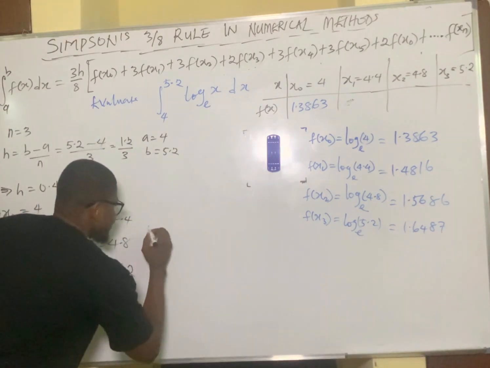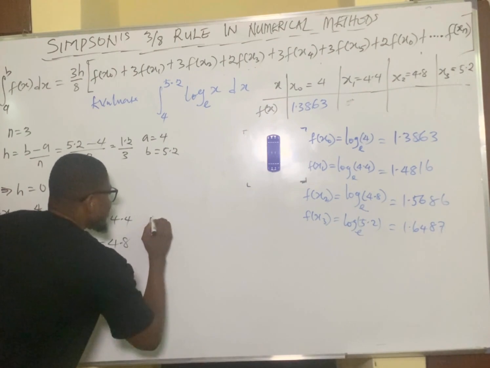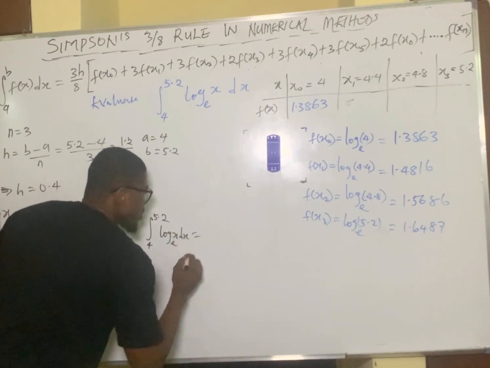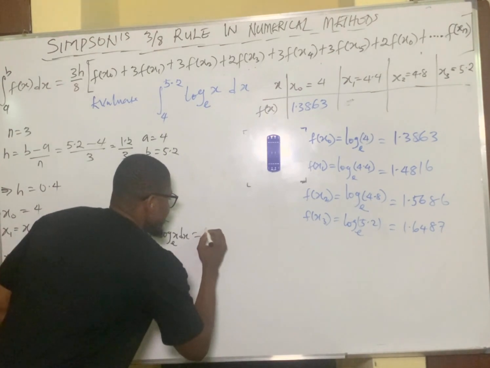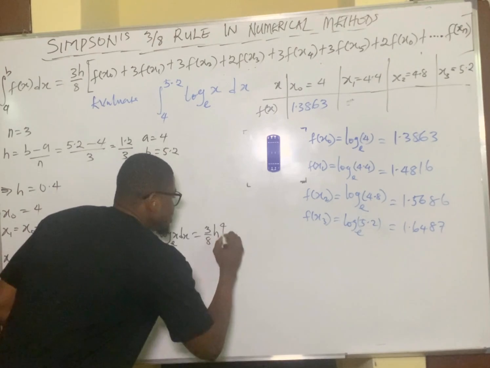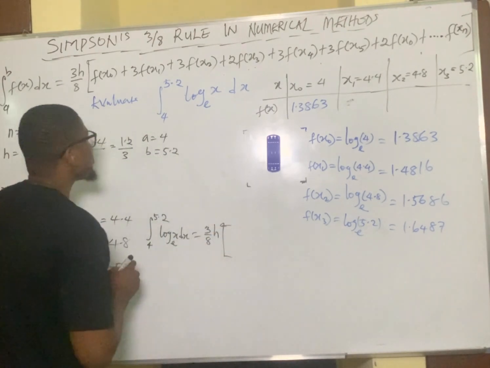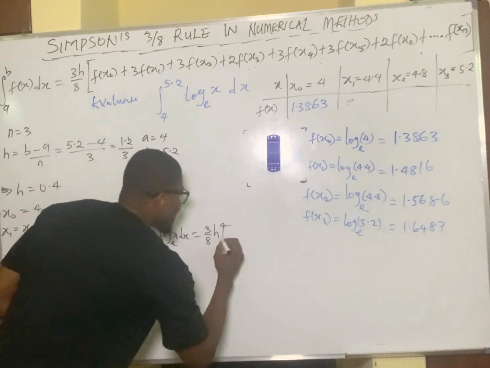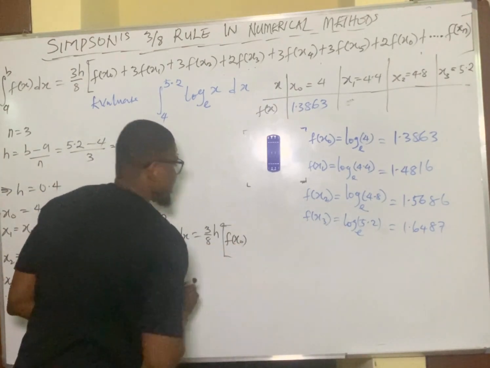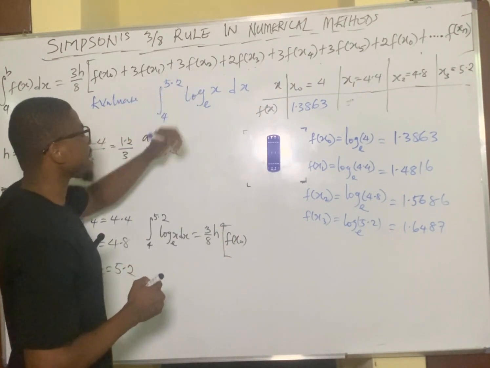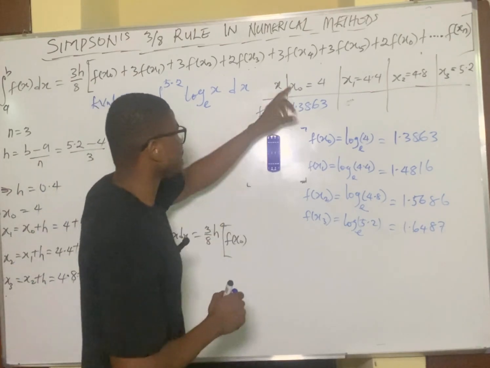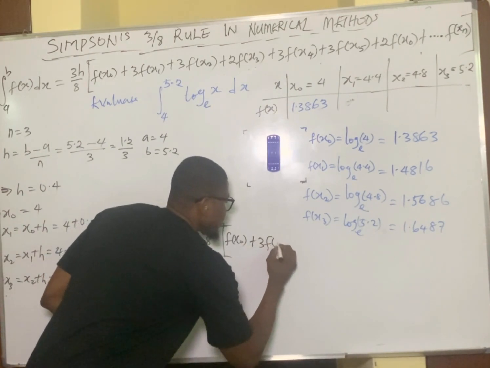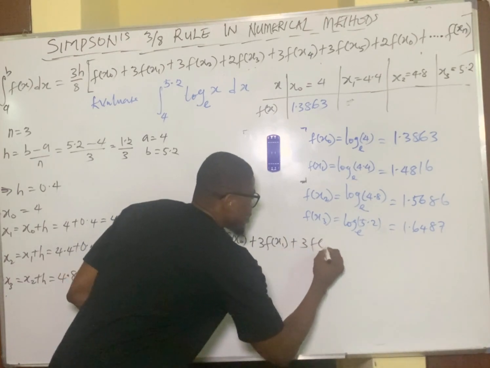The integral from 4 to 5.2 of log to base e of x dx is now going to be equal to, using Simpson's 3/8 rule, 3 all over 8 of the interval h multiplying all through by, from the formula, the first function and the last function are unmultiplied. So I have f of x naught not being multiplied by any value, but the next two functions are multiplied by 3. And what are the next two functions after x naught? We have x1 and x2. So I will simply have plus 3 f of x1 plus 3 f of x2.